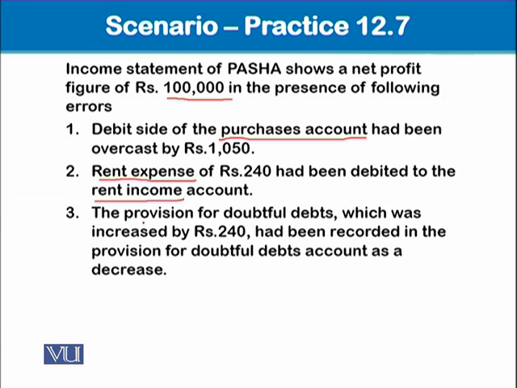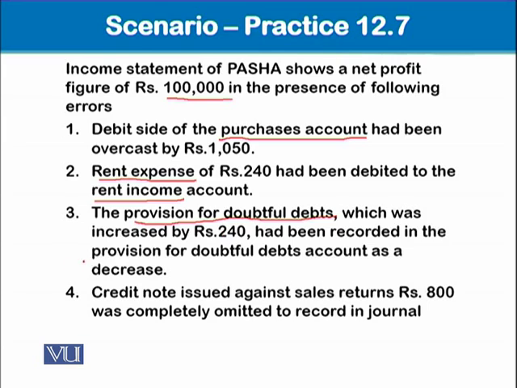Remember, had there been an error with bad debts, that bad debts would have been a nominal accounting head. But here there is an issue with the provision for doubtful debt. So provision for doubtful debt is not an accounting head that will affect our profit or loss figure. The profit or loss figure is affected because of the bad debt. Okay. In case of provision.